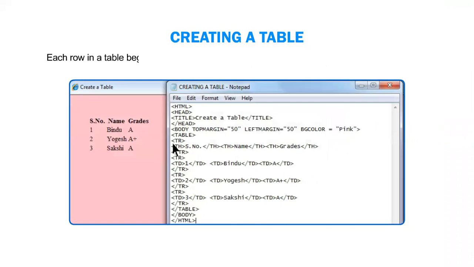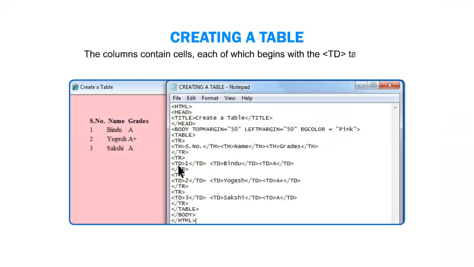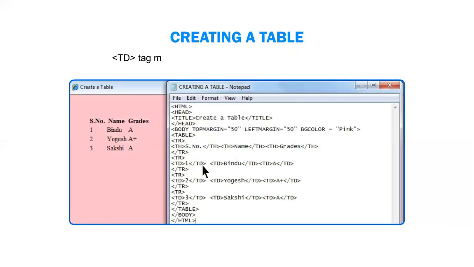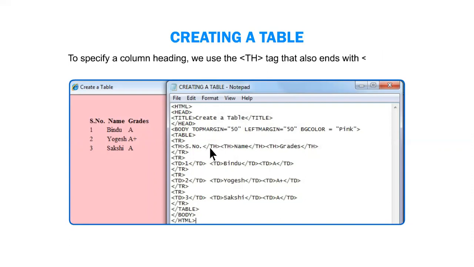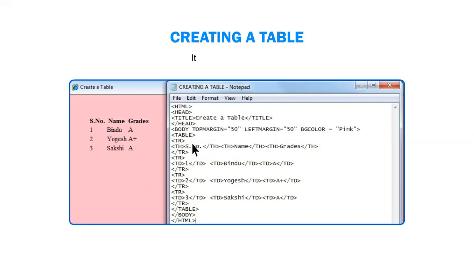Each row in a table begins with the <tr> table row tag and optionally ends with the </tr> tag. Rows must be inside the table tag. The columns contain cells, each of which begins with the <td> table data tag and ends with the </td> tag. The TD tag must always be present inside the row tags TR. To specify a column heading, we use the <th> tag that also ends with a </th> tag. It makes the text bold.